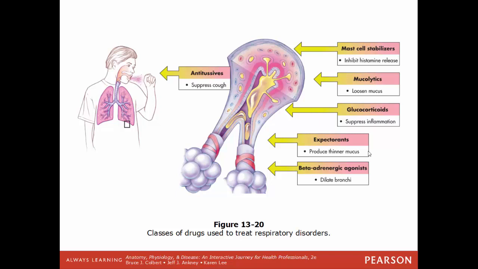Alright, and this brings us to the end of this chapter, chapter number 13. We will continue our anatomy course in our next video with chapter number 14.